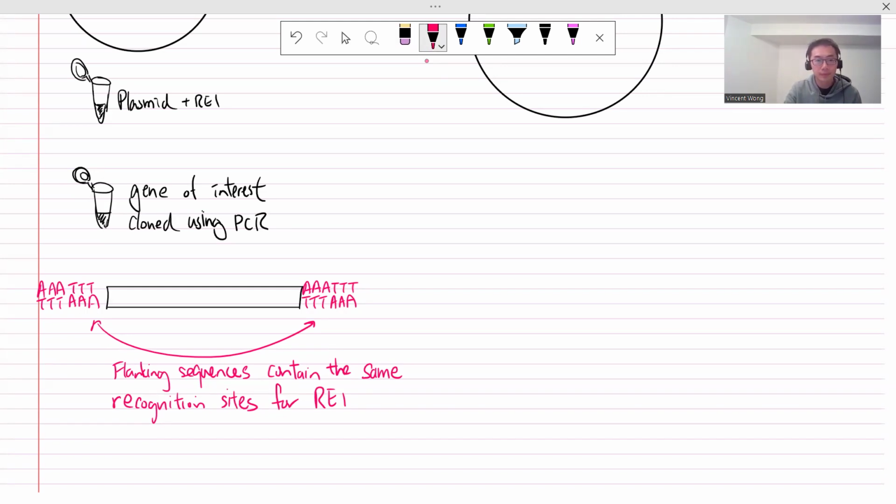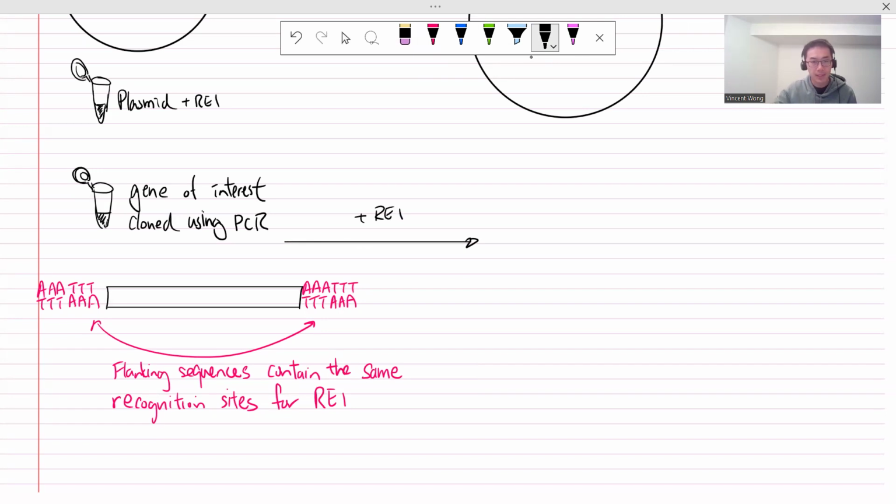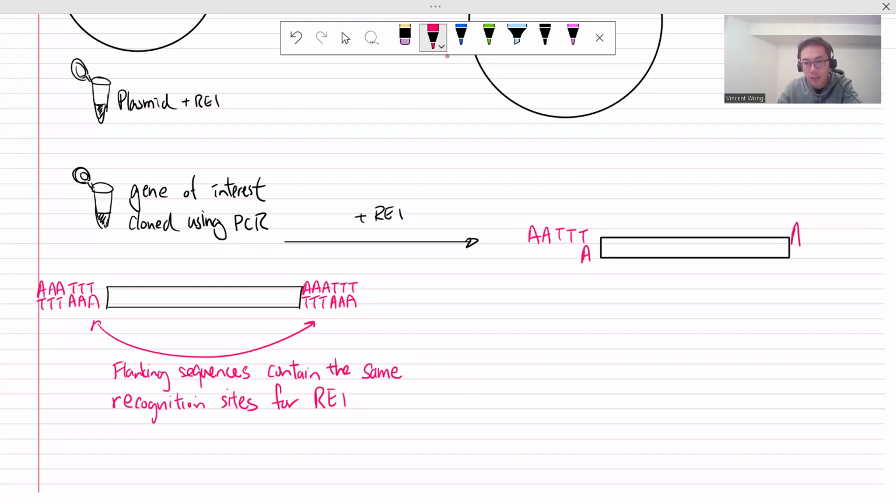Okay, so you're going to take this guy, and you're going to add restriction enzyme 1 to it. And then what's going to happen is you're going to cut it. You're going to cut it, and you will end up having something like this. And then cut it on the other side as well.